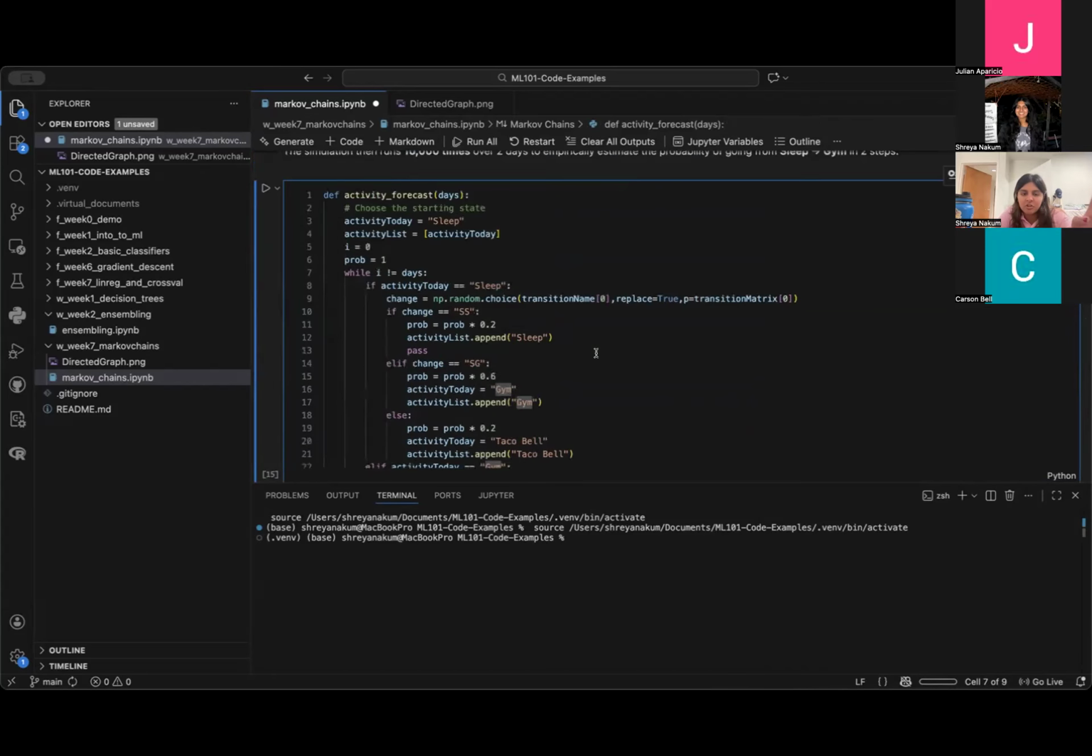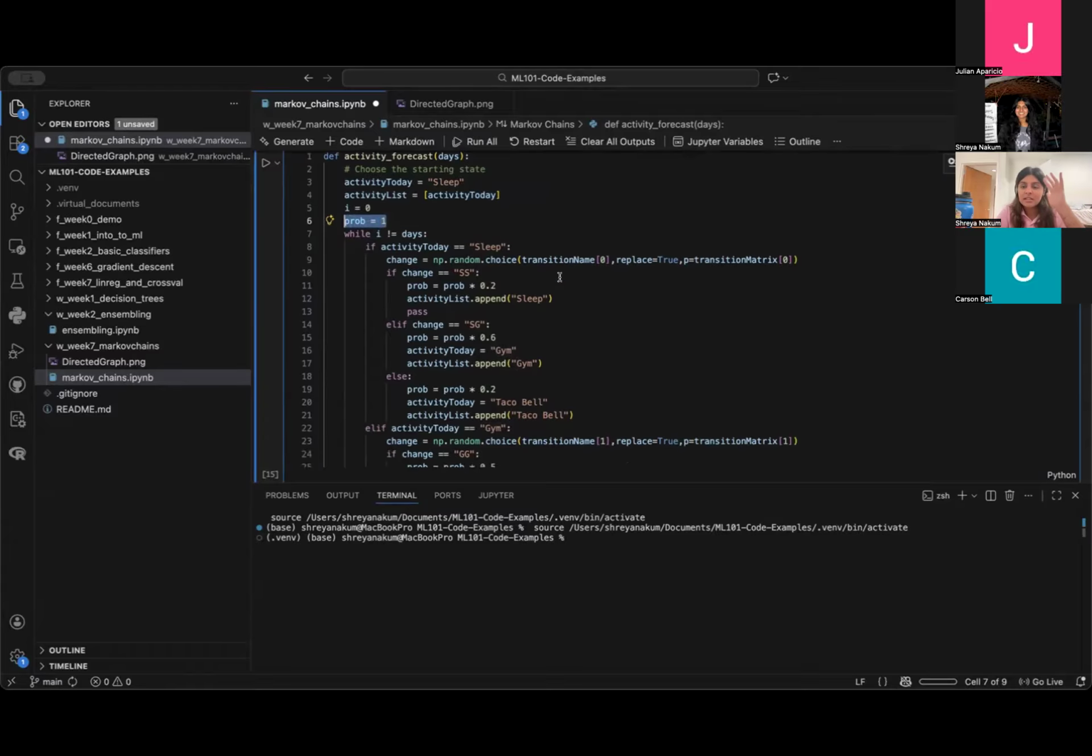Using this function here, the activity today is going to be sleep, and so already our list is going to have the activity today. Then we start off with our probability equal to 1 because we're going to keep multiplying against it. If you remember, we had that really big sequence that was just multiply, multiply, multiply, etc.